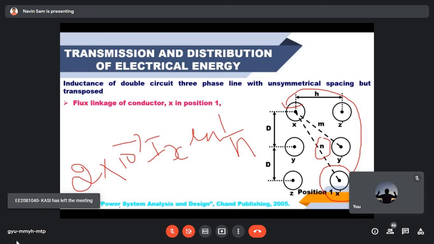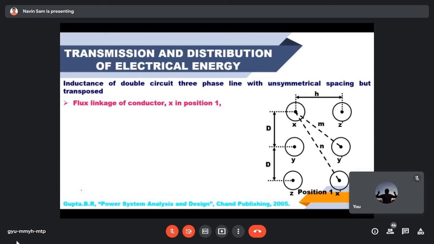Right? So by doing this, if you derive the expression, you will get an expression. You just check this expression. The common terms Ix, Iy and Iz alone, I have taken it out.